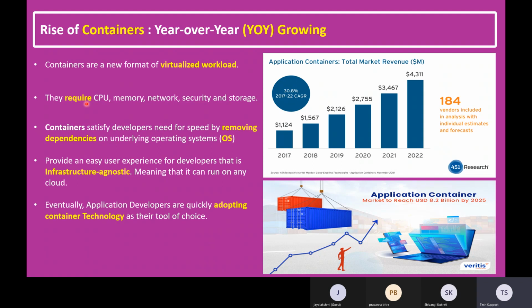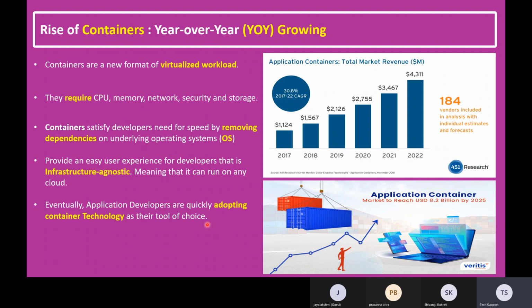And even like a virtual machine, a container also requires CPU, memory, network, security and storage. These are the common resource requirements for containers also. And containers satisfy developers' need for speed by removing dependencies. The main purpose of a container is that there is no dependency on the underlying operating system. This is the main key point here. And it provides an easy user experience for developers that is infrastructure agnostic. Agnostic means it runs on any cloud. And eventually application developers are quickly adopting container technology as their tool of choice. They can go with any of the containers, either Docker or any of the other third-party tools.